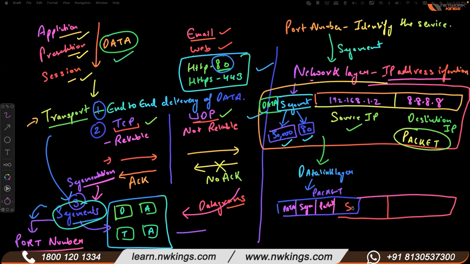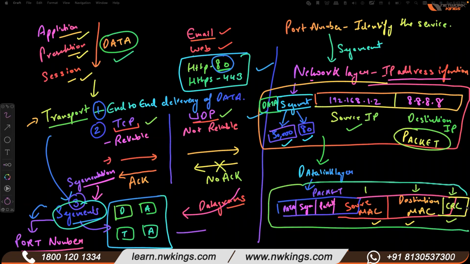this information is called source MAC address and destination MAC address. Okay, so this layer adds the MAC address information, and there is another piece of information to check the errors, which is called CRC, cyclic redundancy check, just to check the errors and all. Okay, so these three things will be added here, and this complete information is called a frame.